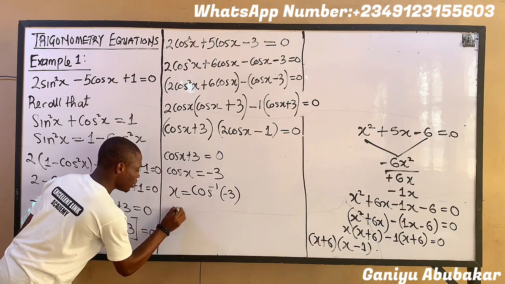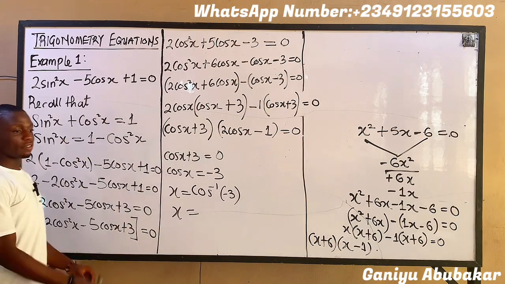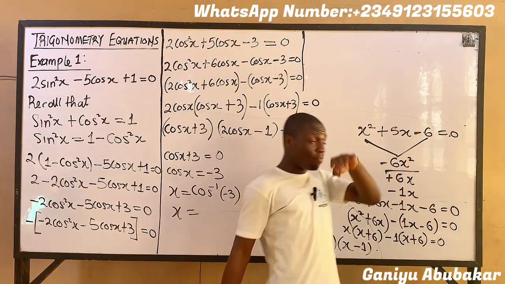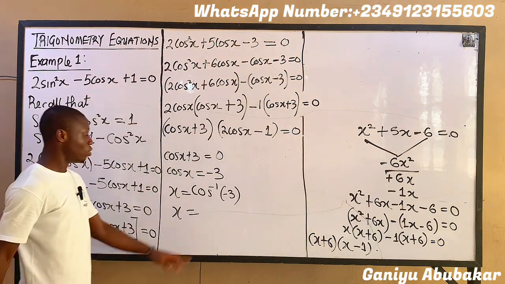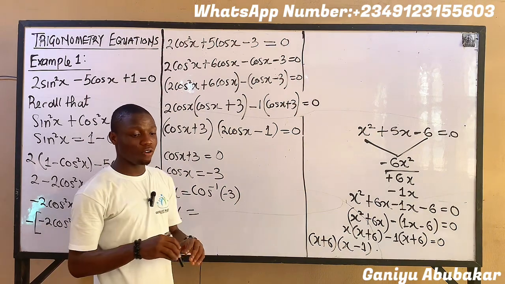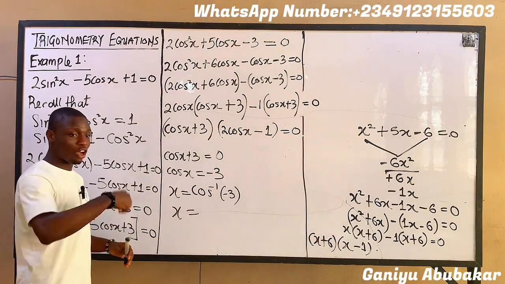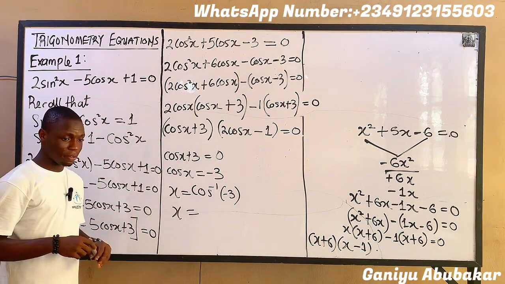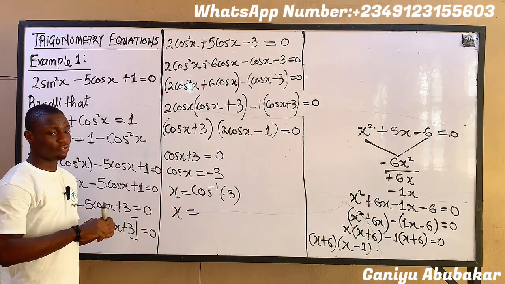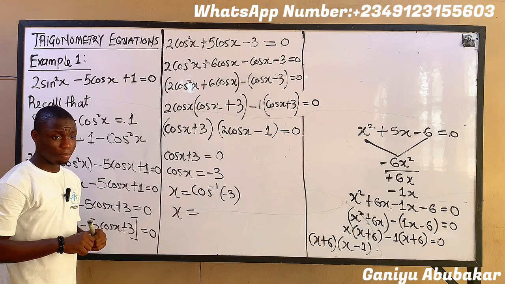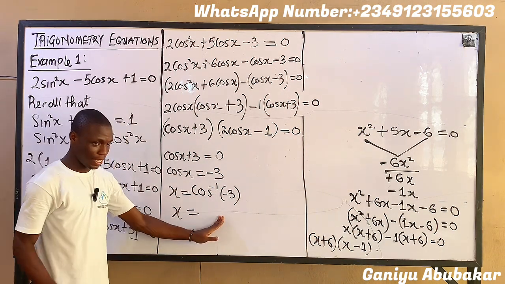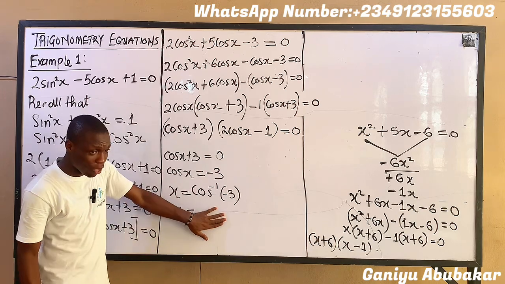Please, what's the cos inverse of minus 3? What do you have there? What's the cos inverse of minus 3? What do we have? Cos inverse of minus 3, shift and cos, then minus 3. Cos inverse of 3, what's it giving you? Math error, Abby. So it means that there's no value for x here. So math error, no value for x here.